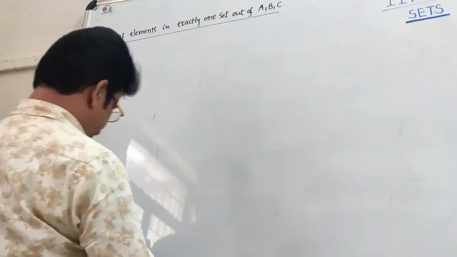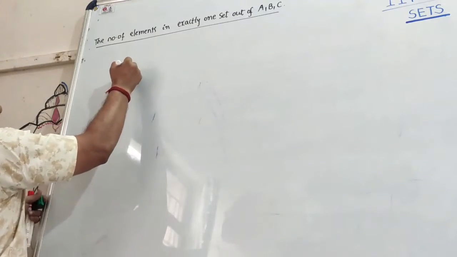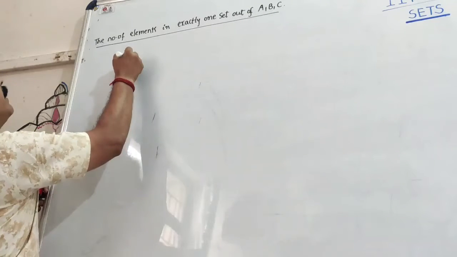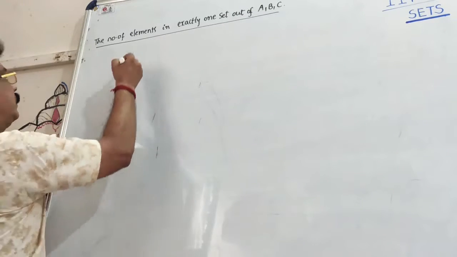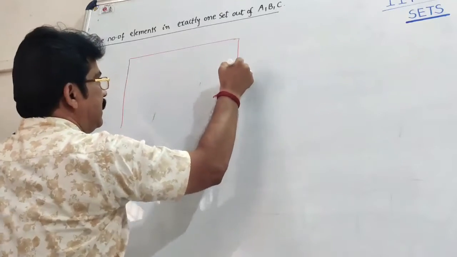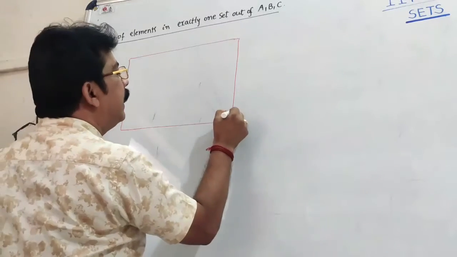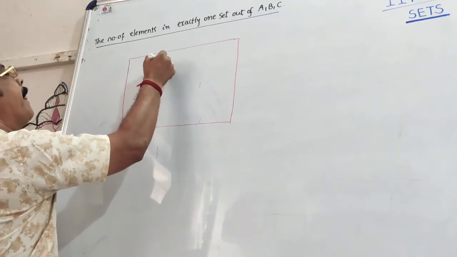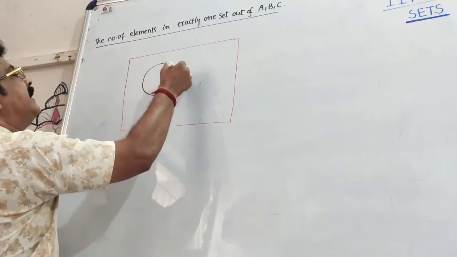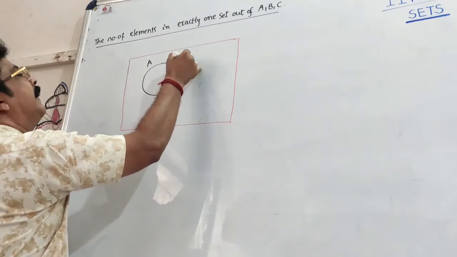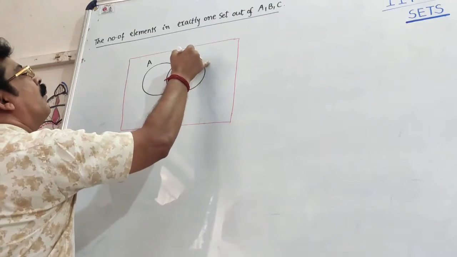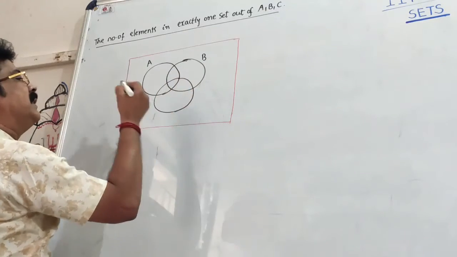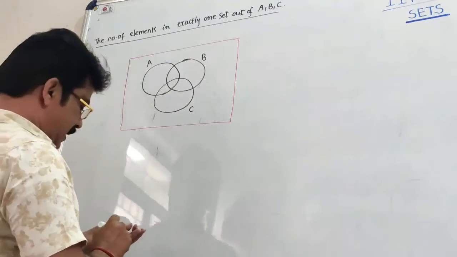Here, first draw the Venn diagram. I will take the three sets. It is capital A set, B set, C set, capital C.